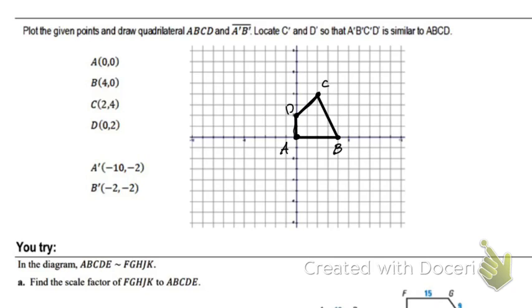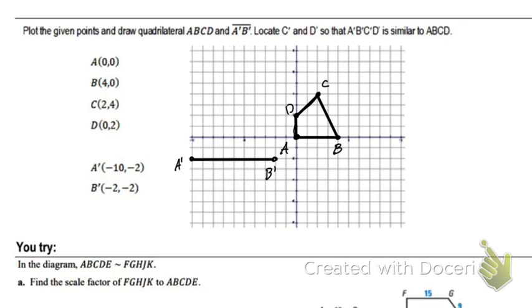Then it says plot A prime, B prime, and draw the line between those. So A prime is negative 10, 0, which is here. B prime is negative 2. I'm sorry. That is negative 10. It should be negative 10, negative 2. Our B is negative 2, negative 2, which is here. And it tells me to draw the line.